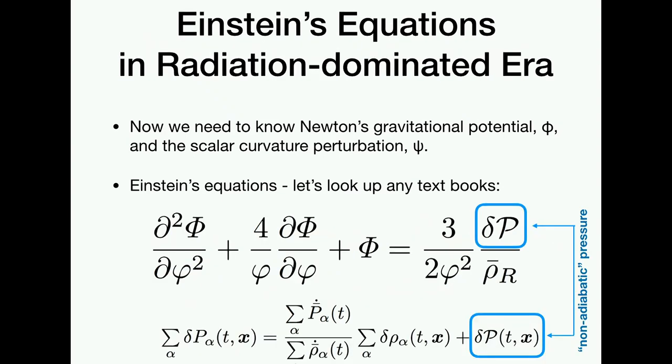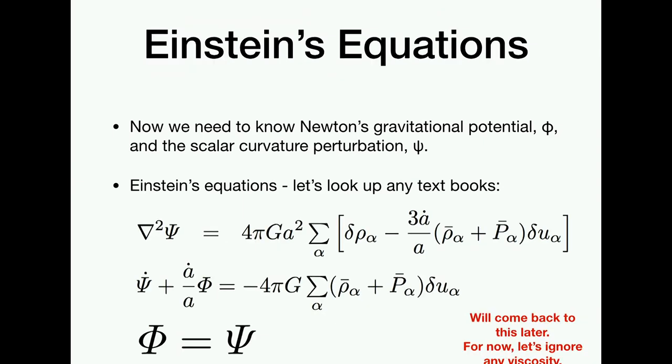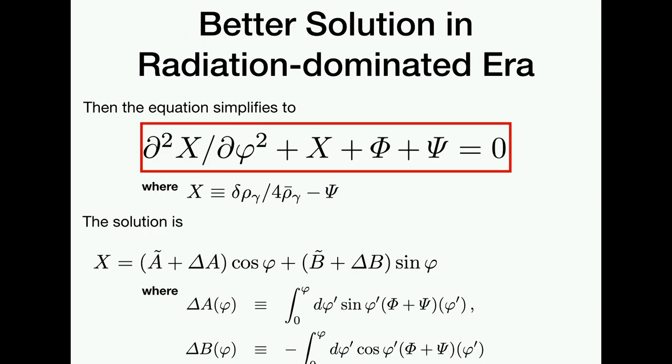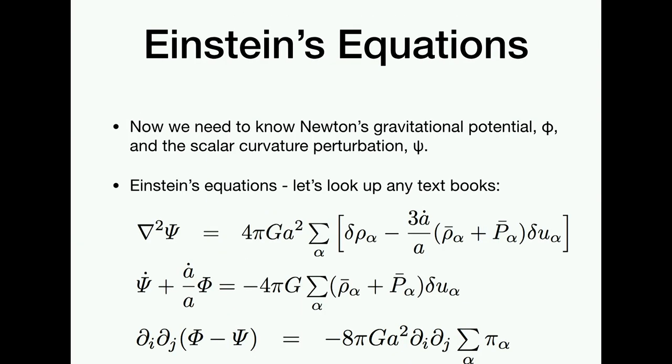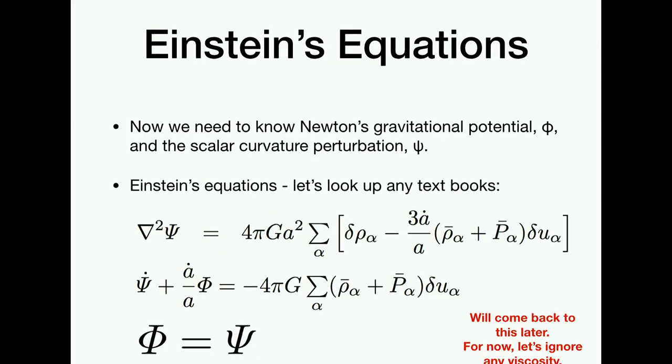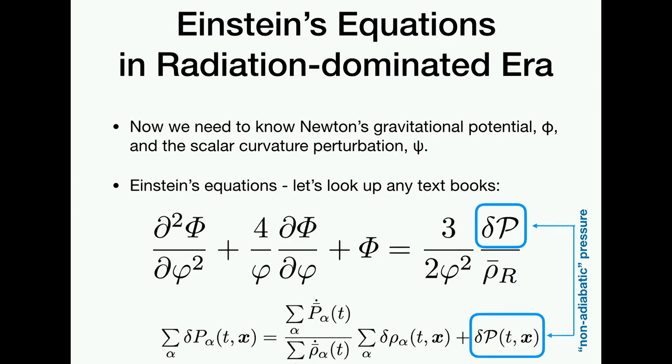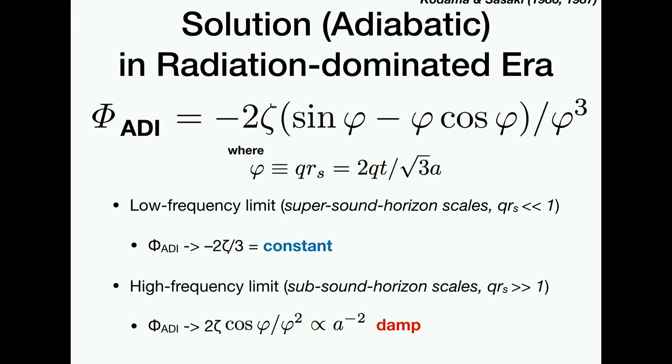Now if you use this equation, then the equation we had before becomes something like this, even simplified further, okay? This, with this, gives you that. This is a non-adiabatic pressure. This is where initial conditions come in. If you have adiabatic initial condition, this is zero. So let's ignore this. Okay? Then this is a solution.